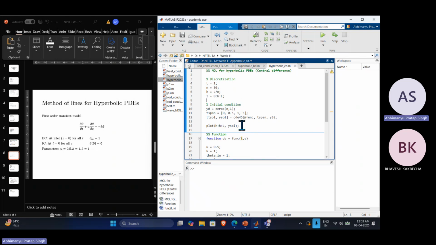Fine. So this is the basic part. Discretizing the length in 50 elements. Initial condition, like we have been given that at inlet z is equal to 0, for all t, theta in is equal to 1.